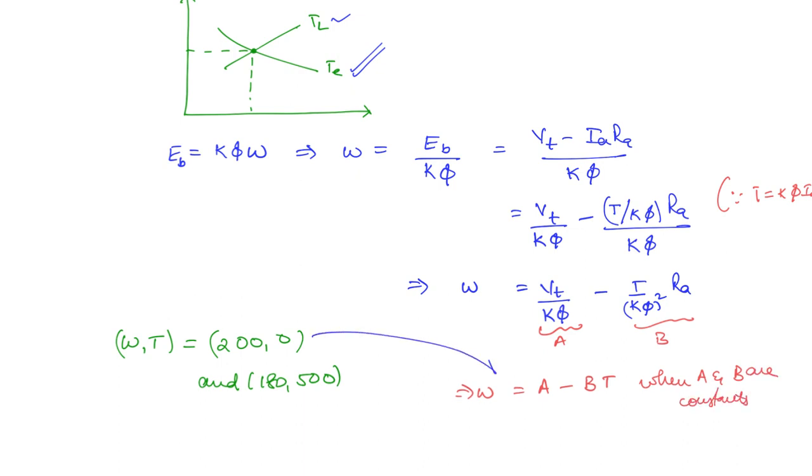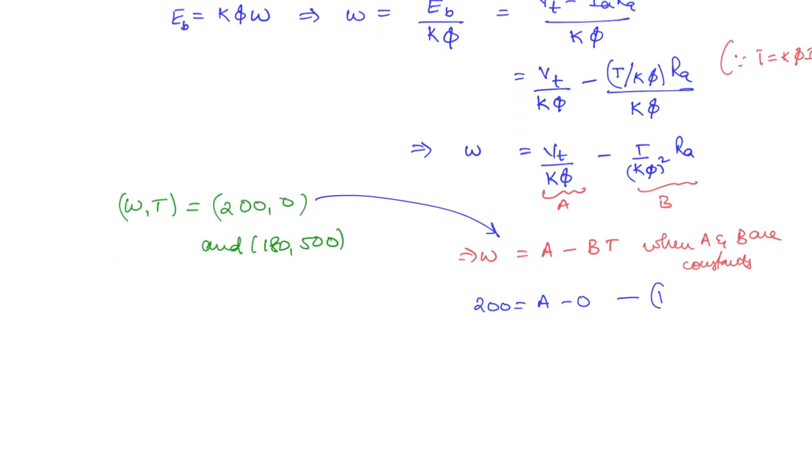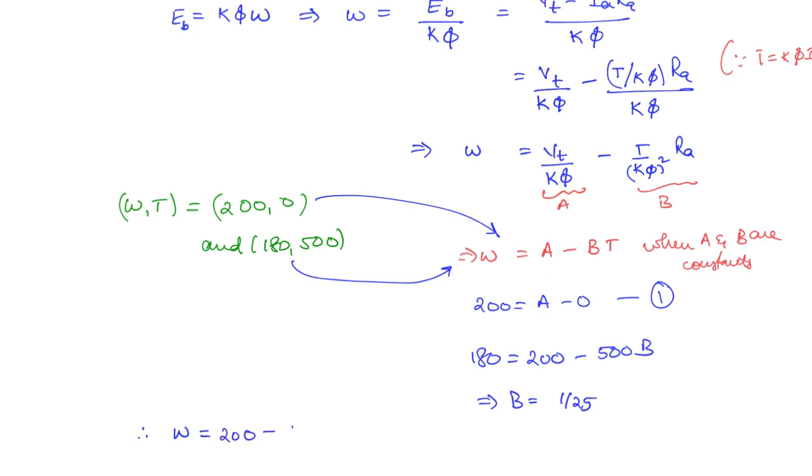If you substitute the first point, then what will you get? 200 is equal to A minus 0. So we have A is equal to 200. This is one equation. And this point if you substitute, then what will you get? 180 is equal to, now A we know, 200 minus 500 into B. From here you are going to get B is equal to 1 by 25. Therefore we have the expression omega is equal to 200 minus T by 25.